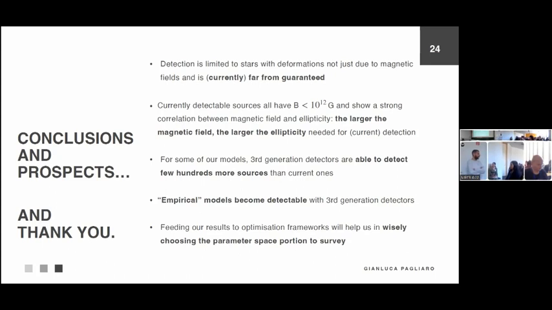So your question is, for magnetically induced ellipticity, a high magnetic field would result in a high ellipticity, but we see nothing. And the reason is that the higher the magnetic field is, it's true that the higher the ellipticity is, but the spin down is way quicker. So the permanence in band of that source is very, very short.